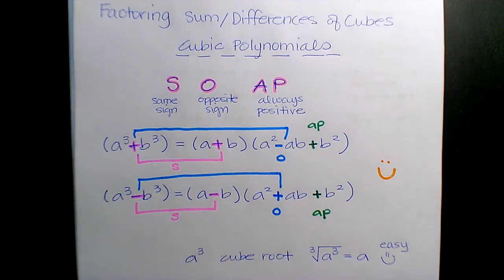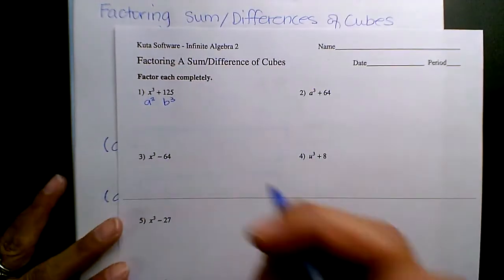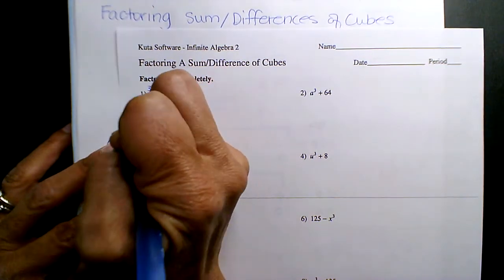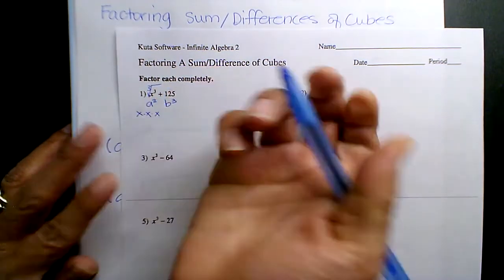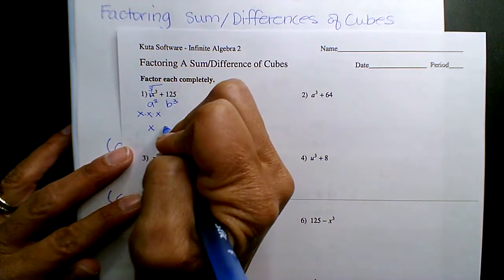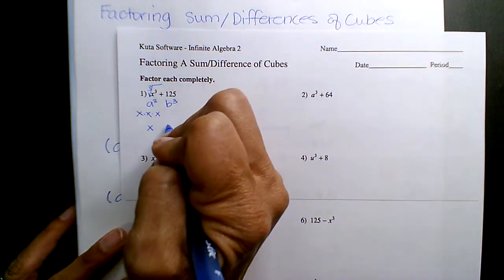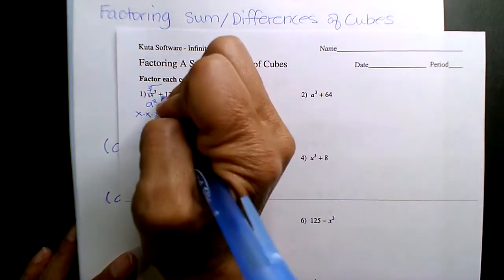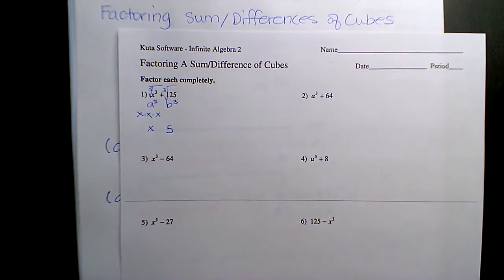Because there's three a's. Okay, so this x cubed, if I was to cube root this, it would be x, right? That's what 3 of them means. So this is just x. So a is x and b is, what's the cube root of 125? 5, right?